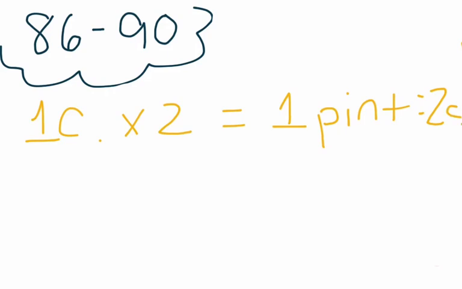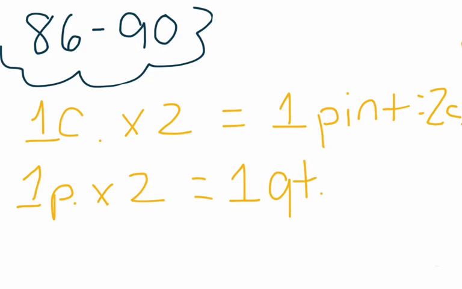Okay? So then if we add another, so we have 1 pint times 2. I'm just using abbreviations here, remember? 1 pint times 2, and that would equal 1 quart.